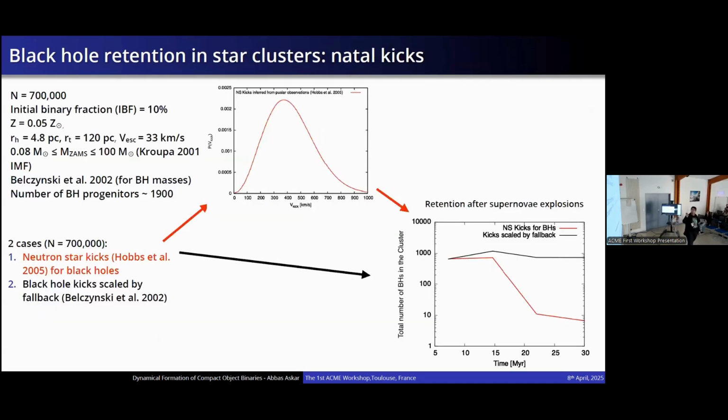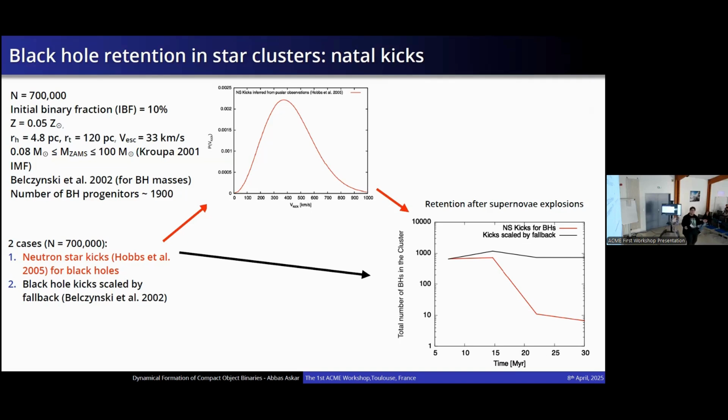So here's just to illustrate to you an example. Here are two simulations of star clusters with 700,000 stars initially, and an initial binary fraction of 10%, at a metallicity which is about 5% of solar. And this cluster has an initial escape velocity of about 33 kilometers per second.